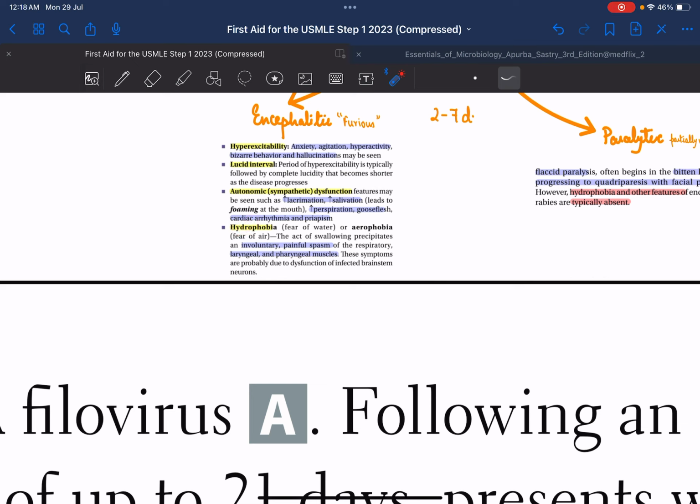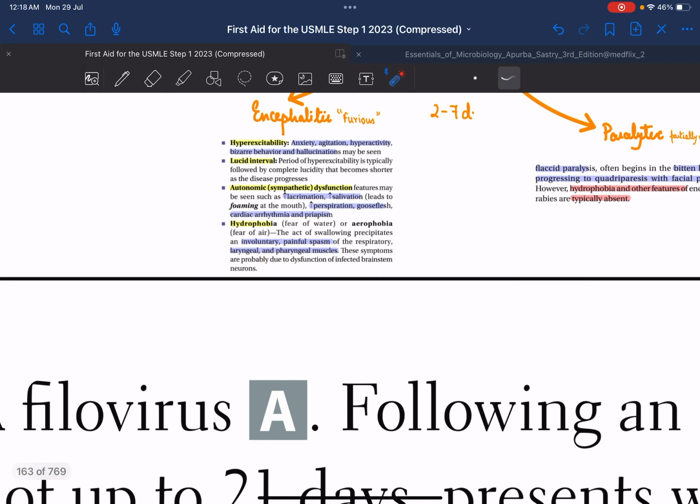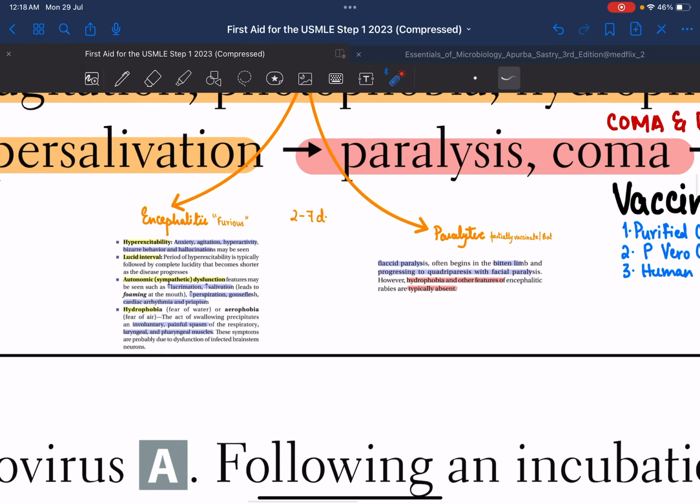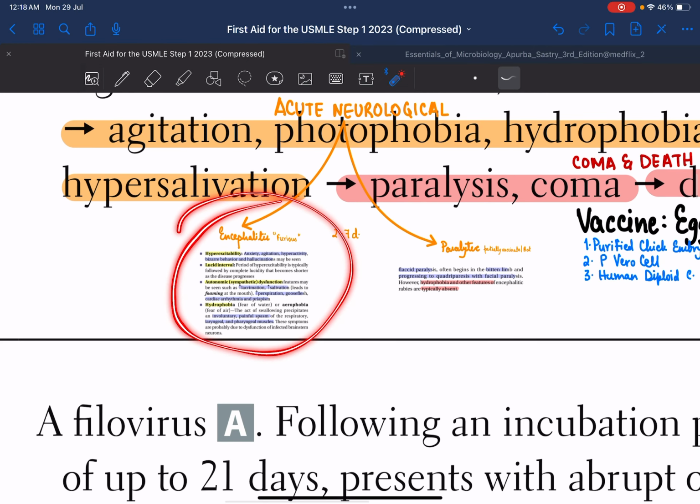Why does this happen? Because when the patient tries to swallow water, there is involuntary and painful spasm of the larynx and pharynx. That's why the patient has fear of water, because the patient wants to avoid this excessive pain, and this is probably due to infected brainstem neurons. Okay, this is the encephalitic phase.